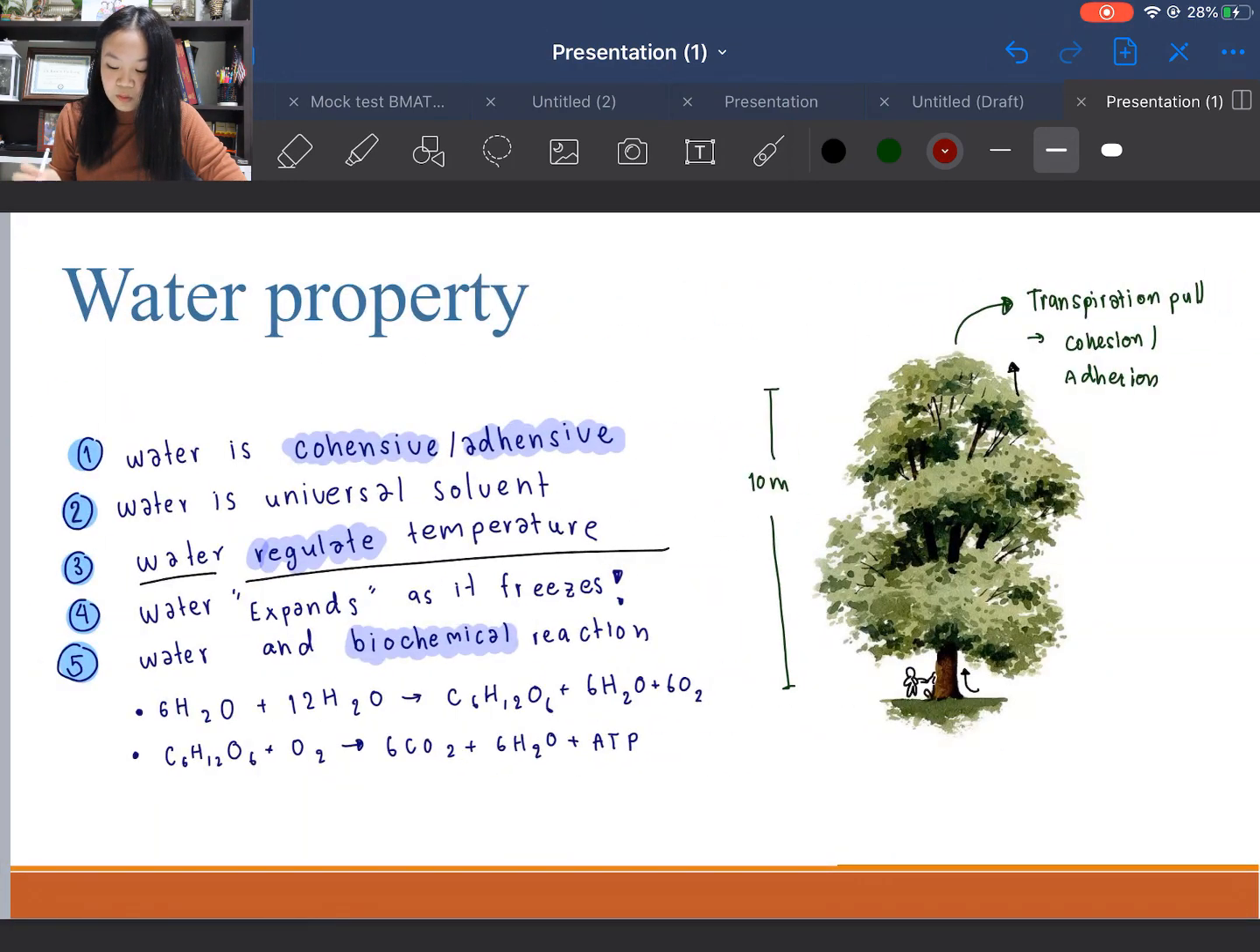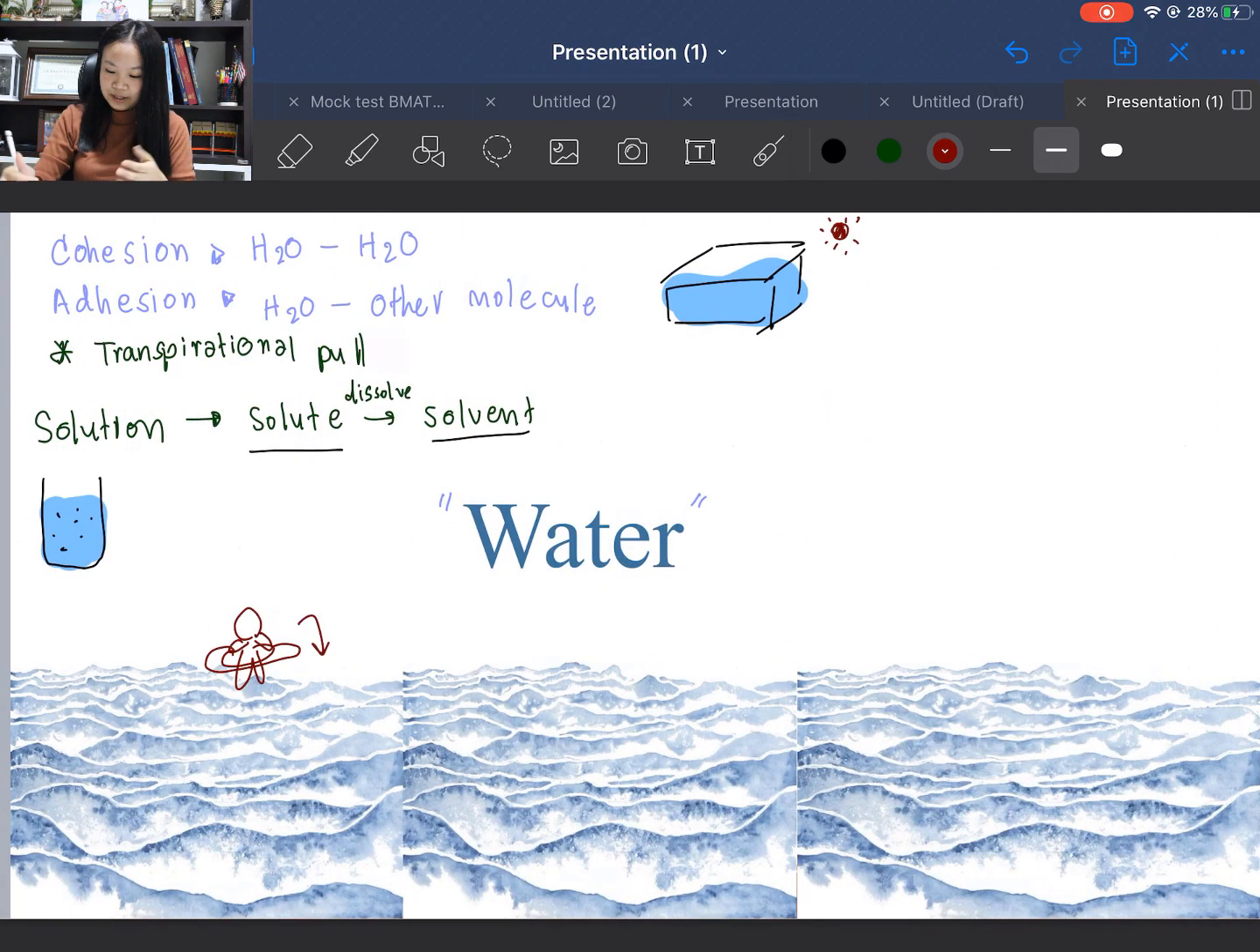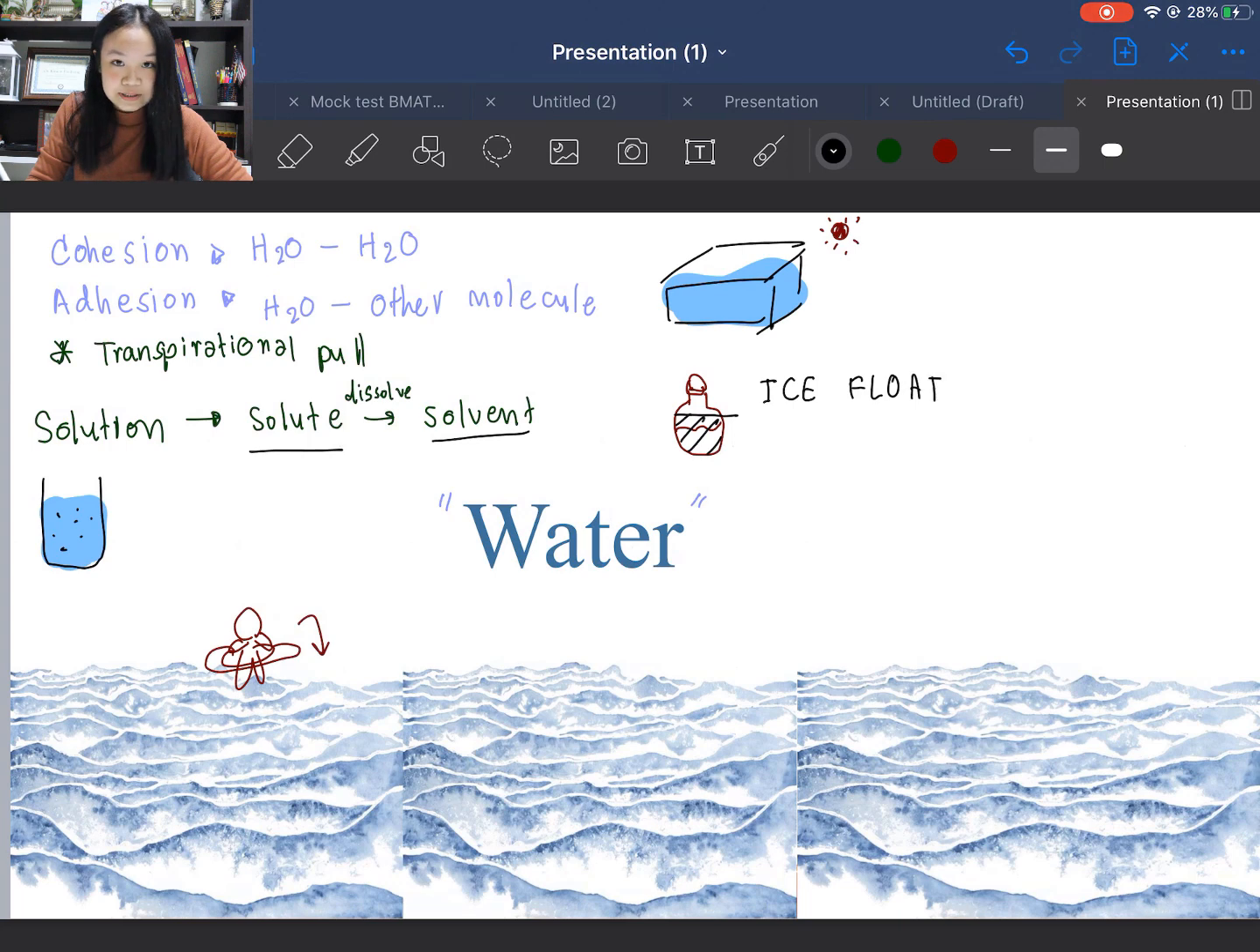Next property is that water expands as it freezes. If we put a bottle of water into a freezer, we will get ice. If our water level is right here, the level of the ice might be here, freezing out. Why? Because it expands. And this is why ice floats. Why does ice float? Because it has less density. Why less density? Because it expands in area.